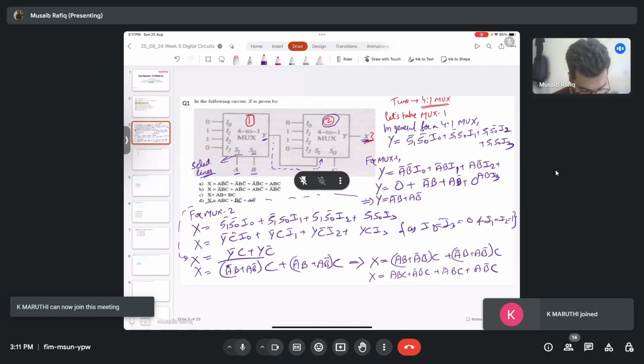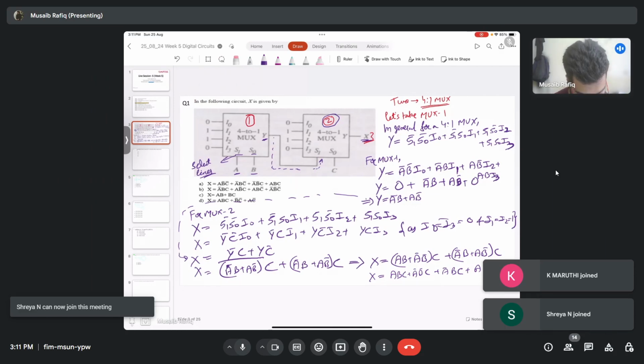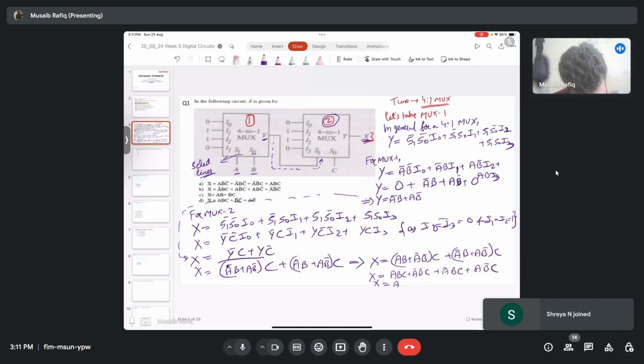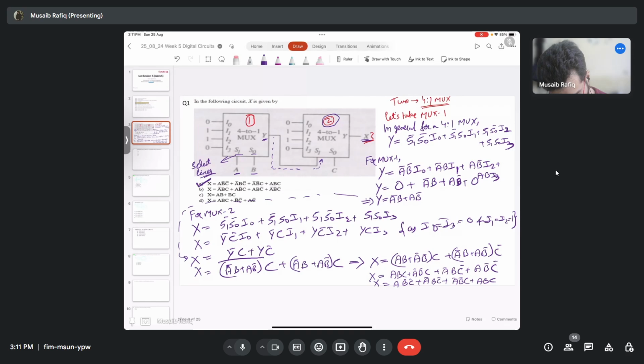So ultimately my answer will be, let me just rearrange the terms, so it will be AB bar C bar plus A bar BC bar plus A bar B bar C plus ABC. And if you closely look at the options, this is option A. So option A is my correct answer.